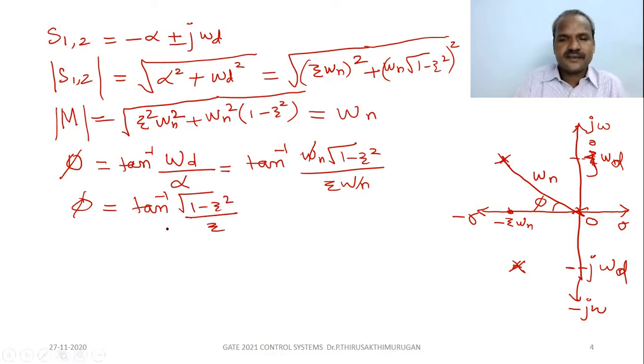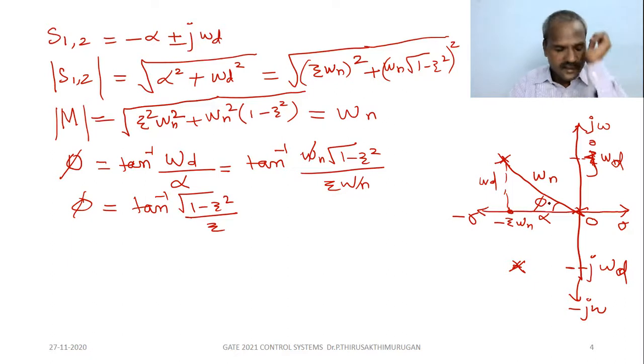As per this definition, you see this height, this length is omega d. This magnitude is omega d. What is this magnitude? This magnitude is zeta omega n. So this magnitude is alpha, this magnitude is omega d. So what is tan theta? Tan theta is opposite side by adjacent side. So this is opposite to the phase angle, this angle, right? So that's why we are getting this.